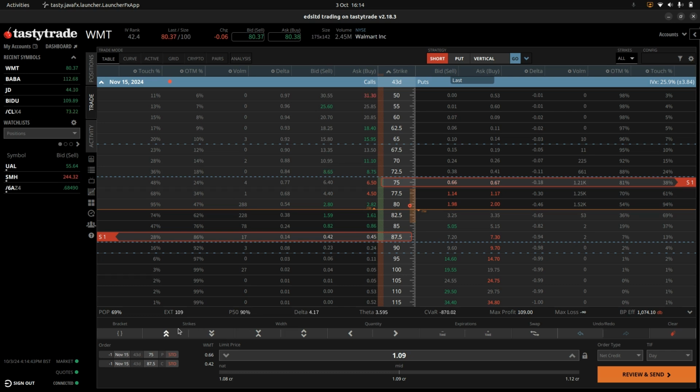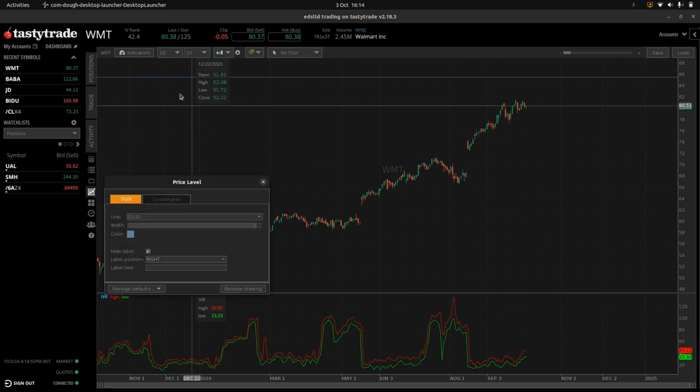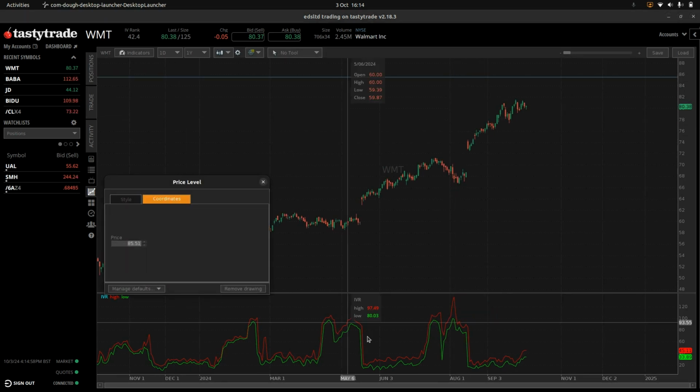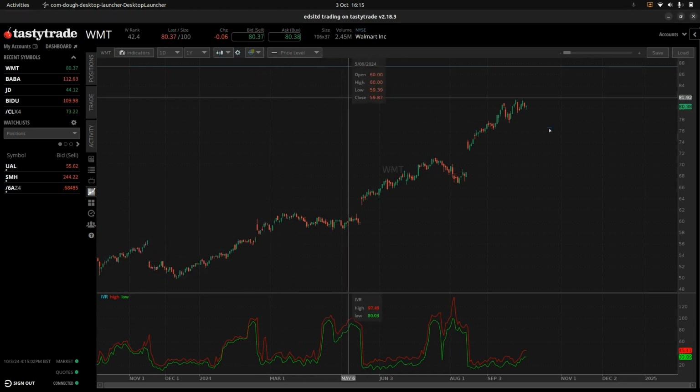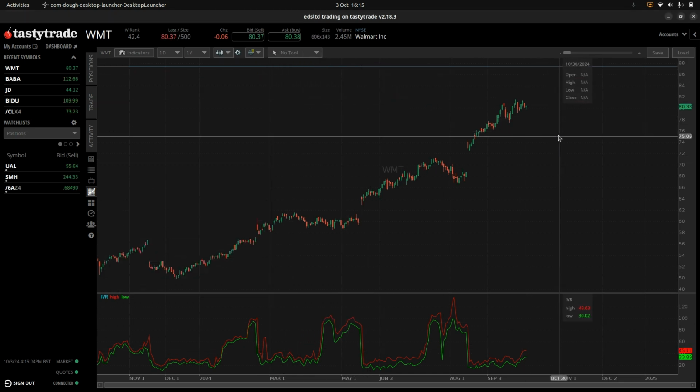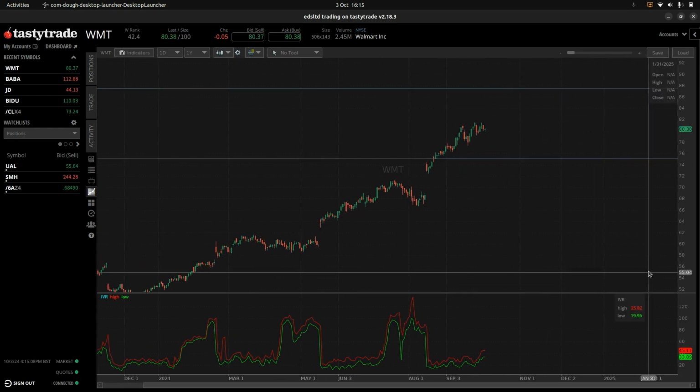And if we were to just mock this up on the chart and see what that would look like, we'd be marking price levels at 87.5 and 75. So we've got 87.5 and 75, which is about there. Cool. So this is the range that we've created for ourselves.